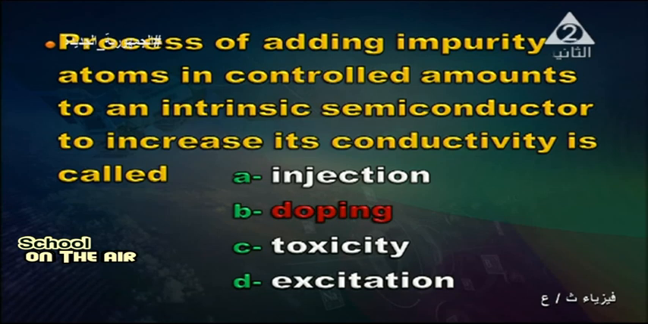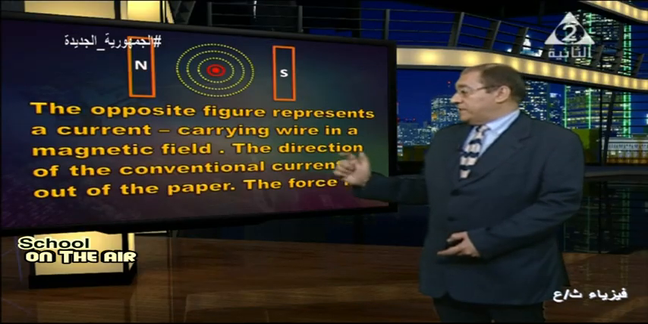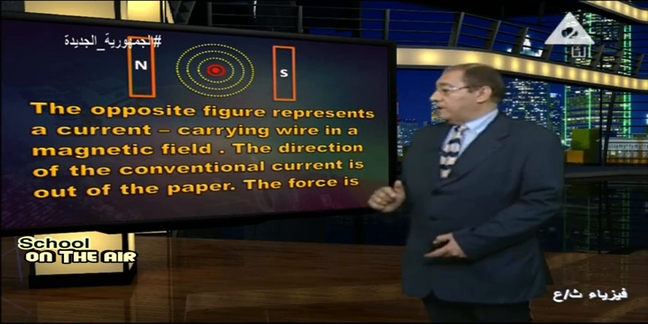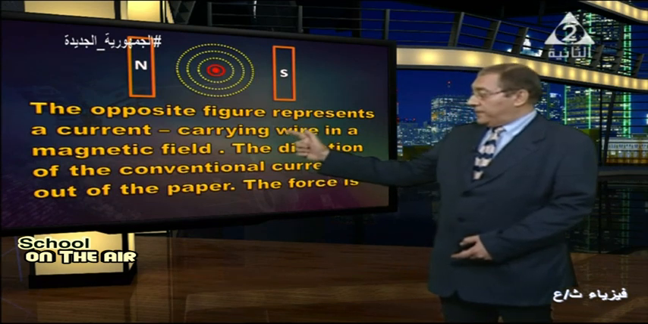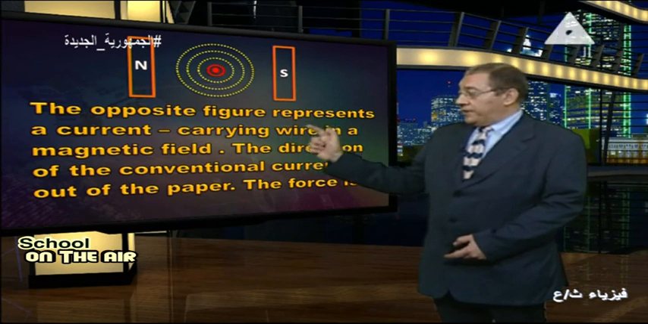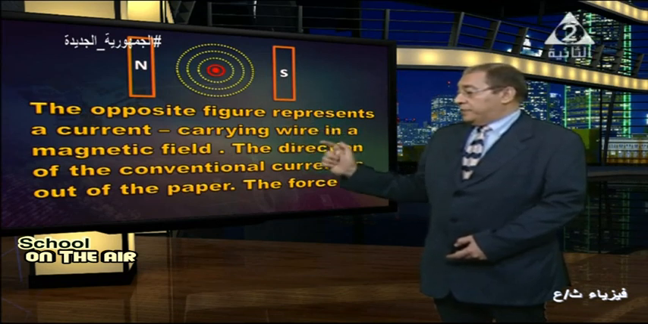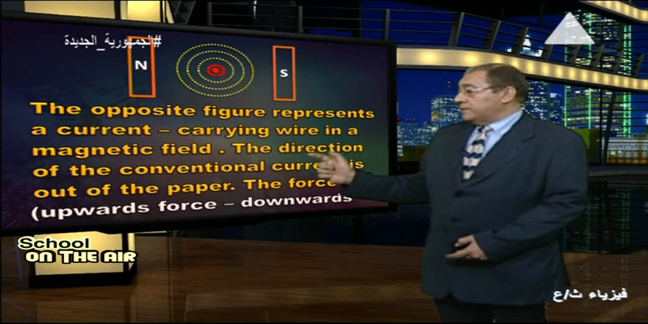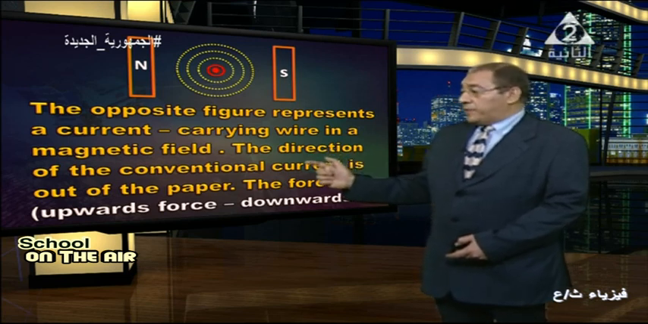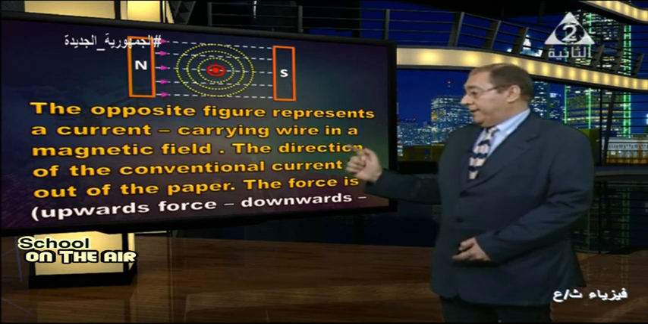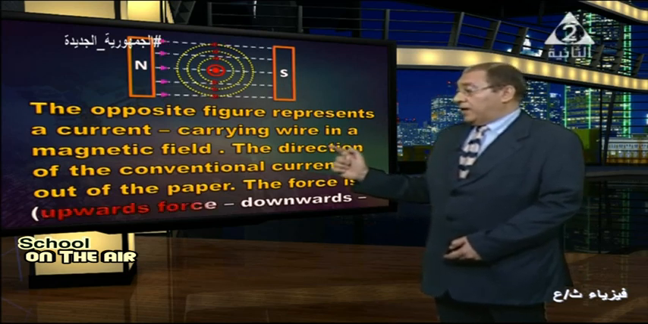Thank you very much. Next choice. The opposite figure represents a current carrying wire in a magnetic field. The direction of the conventional current is out of the paper. The force which will act: here we'll apply Fleming's left-hand rule. The force is upward, downward, from south to north, or no correct answer? When we apply Fleming's left, we get an upward force. So the answer is upward force.